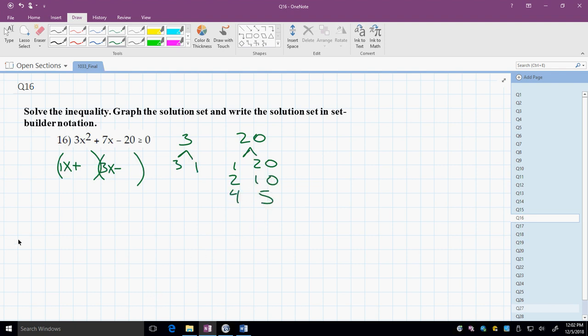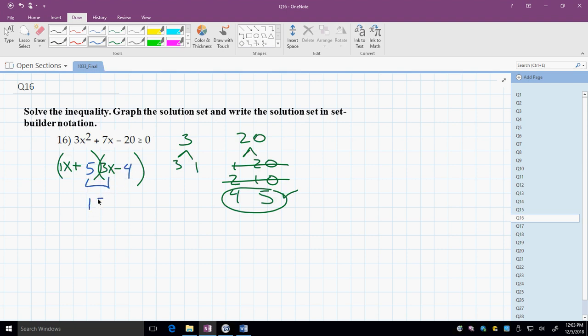I'm trying to match the middle term, which is a 7. I know anything multiplied by 20 is going to be too big. Anything multiplied by 10 is going to be bigger than 7. So I'm going to stick with the smallest factors, and this one only has 1, so not too many choices. I'm going to place 5 and 4 here to see what happens.